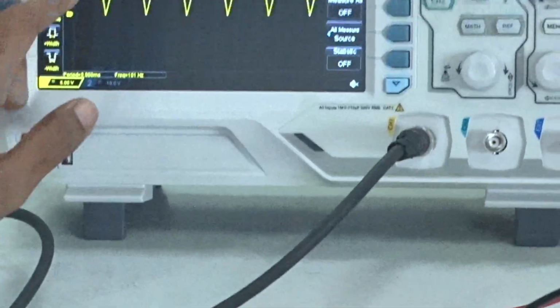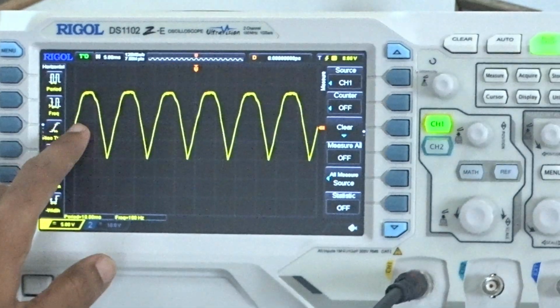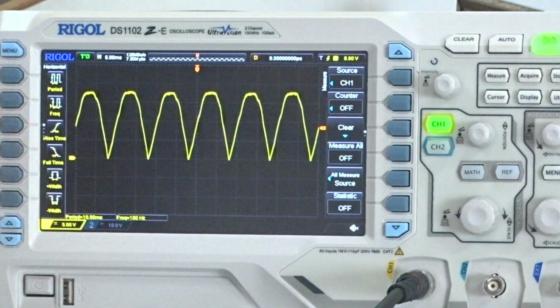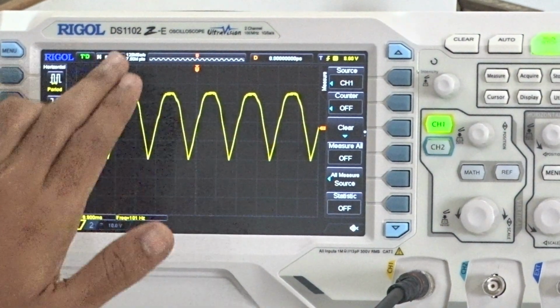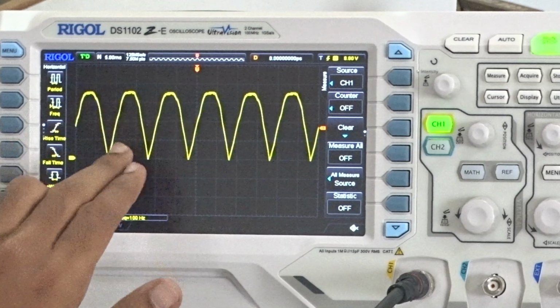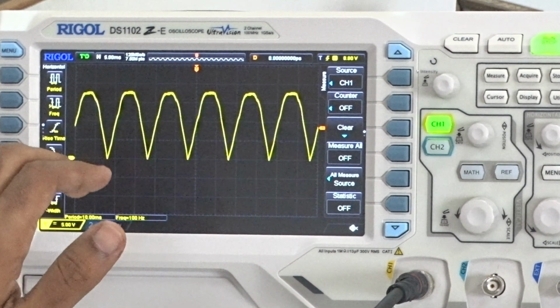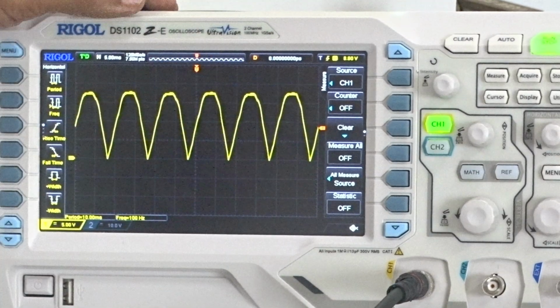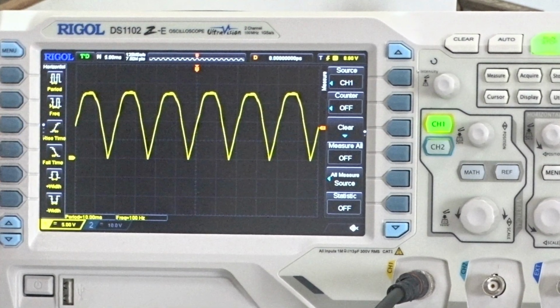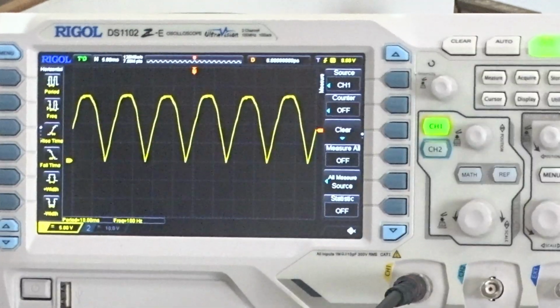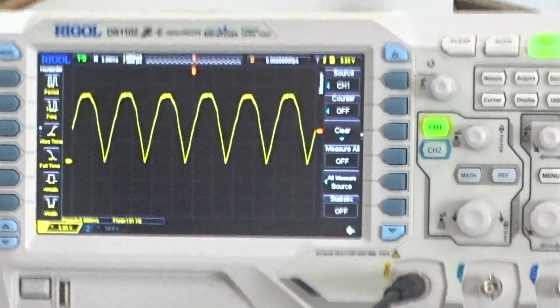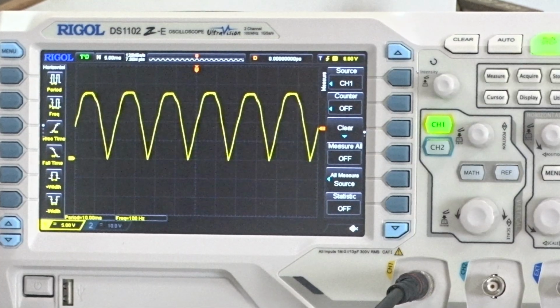As you can see in the waveform, I have said already that in the full-wave rectifier circuit, for both the positive half cycle and the negative half cycle, we get a positive output. From this waveform, we need to find out the maximum voltage in order to find the efficiency value and also the ripple factor.